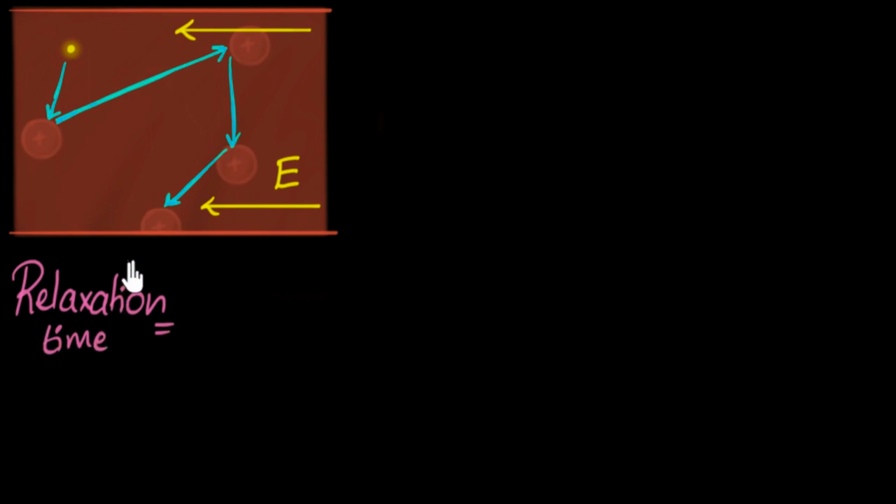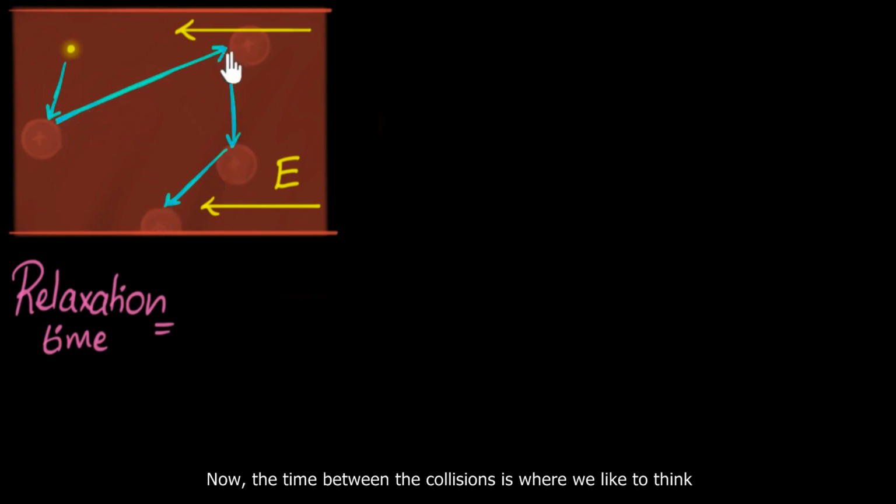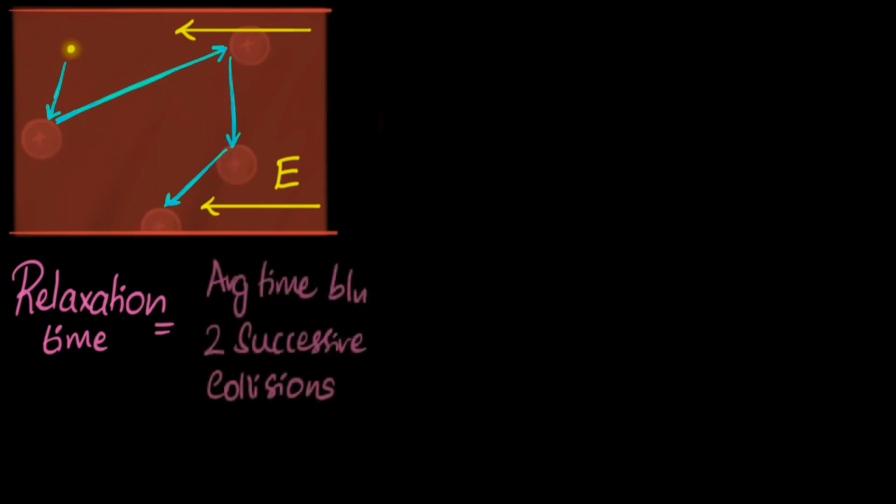Funny word. So electrons are constantly bumping into these atoms, right? Now, the time between the collisions is where we like to think that the electrons are relaxing. They're relaxing and nicely drifting in the electric field, okay? So relaxation time then becomes the average time between two successive collisions.